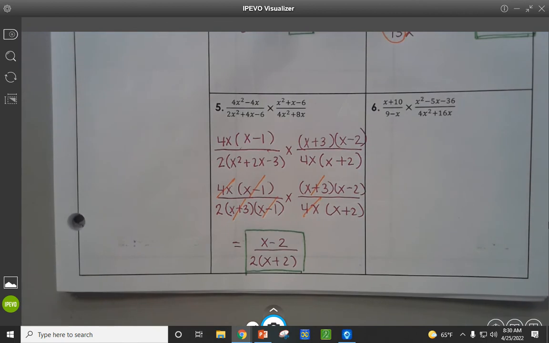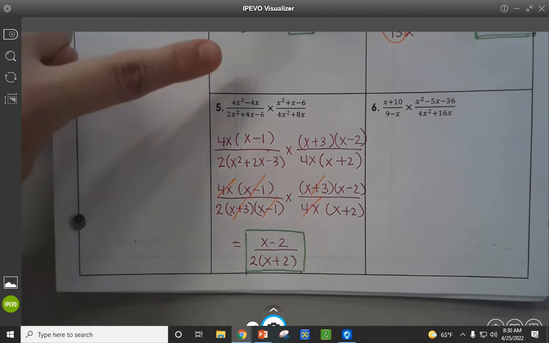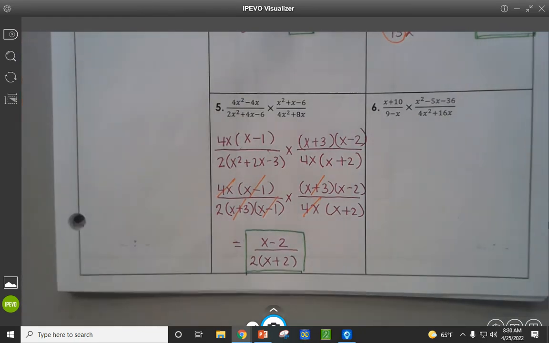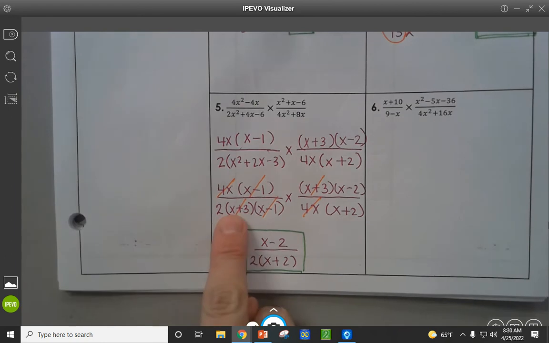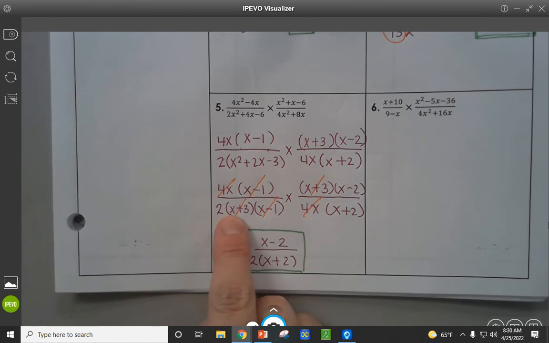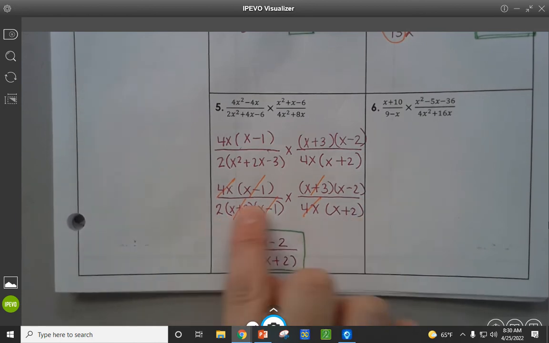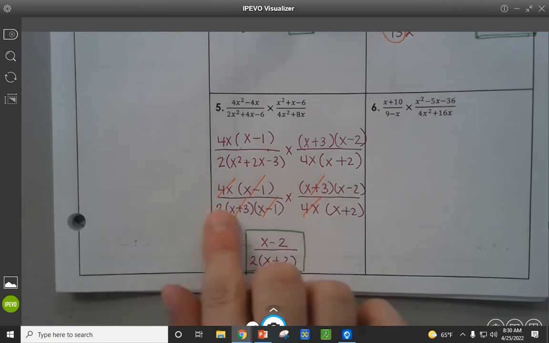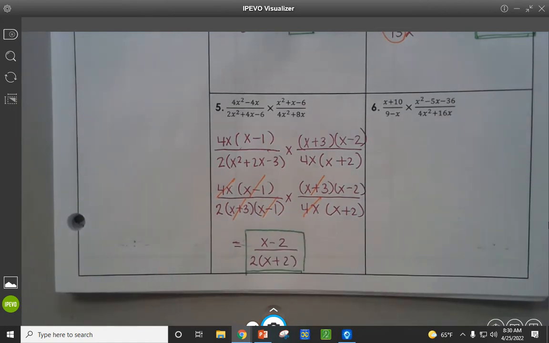And you can check your answers here. Type in a number for x, type in your question and your answer to see if they match. Now you will need to avoid, if you're going to store numbers, sometimes it might give you an error and say you can't divide by 0. If you would have plugged in a negative 2, a 1, or a negative 3 for your x, any of those would have caused you to get a 0 in the denominator and it would give you an error. So if that happens, just try some other number to see if they match.